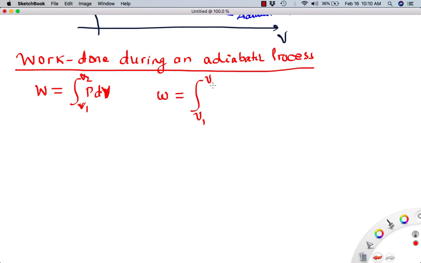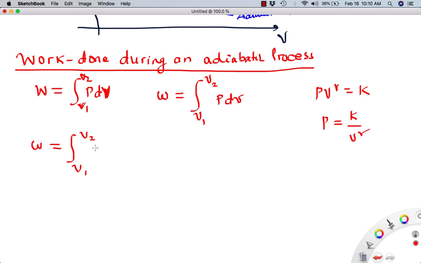So W is equal to the integral from v1 to v2. Now we have an expression for P from the equation of state for an adiabatic process. So PV^gamma is constant, so you can say P is equal to K over V^gamma. So K over V^gamma dV. Now K is constant, so we can put it outside.